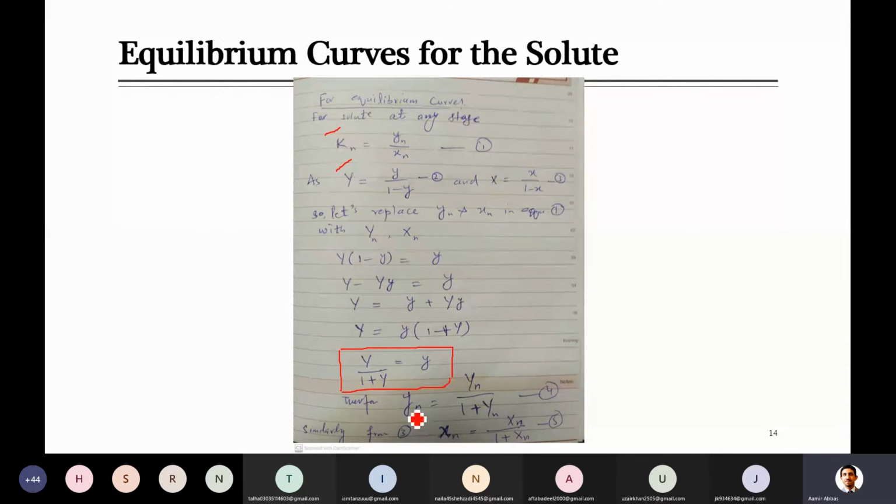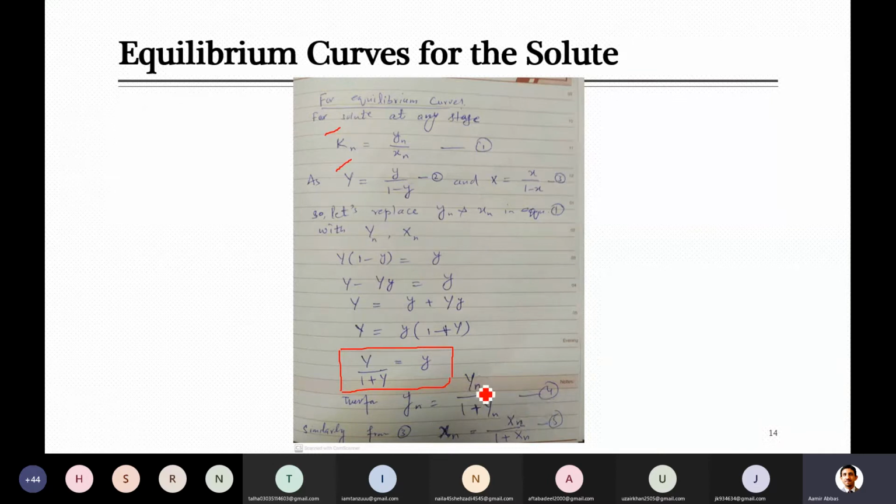Similarly, we can write the equation for x. Capital X is equal to the mole fraction of the solute in the liquid stream divided by the mole fraction of the solute-free solvent of the liquid. If you rearrange the equation, you will reach a similar conclusion: small x will be equal to capital X over 1 plus capital X. And if we are talking about the nth plate, we will just put n with these.